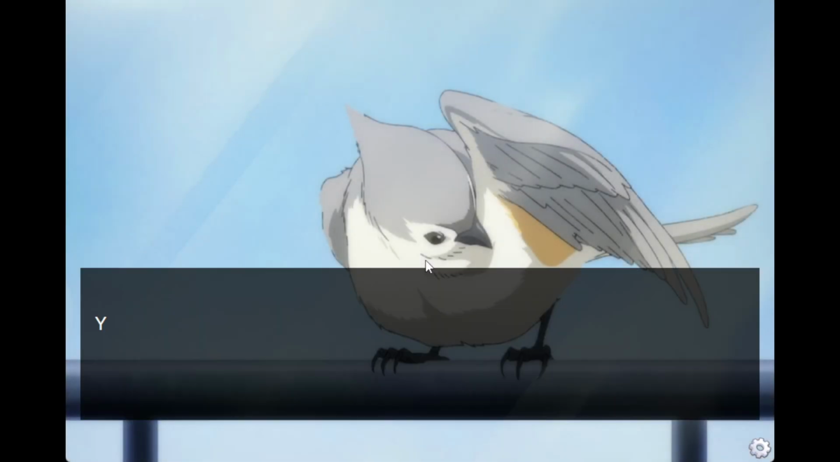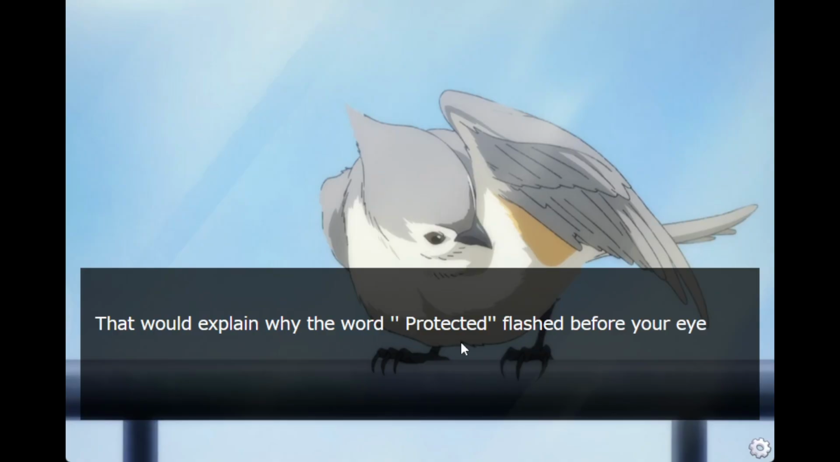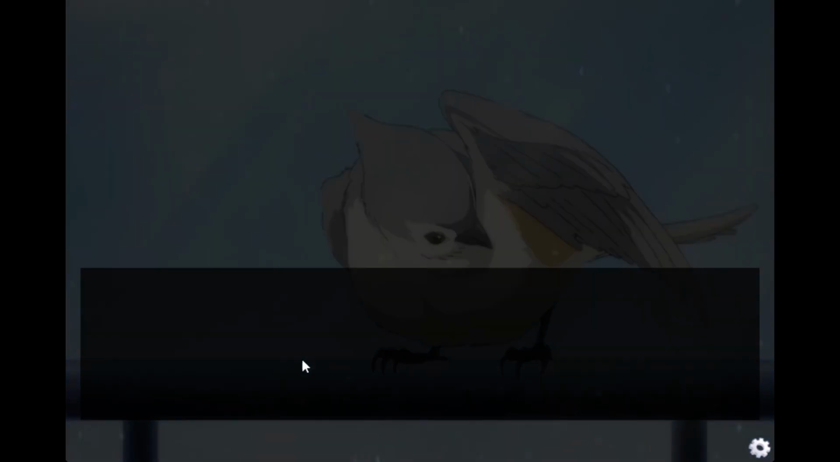Am I alive? Protected! Ooh! You suddenly open your eyes. A female bird standing outside your window greets you. It seems you survived the night. Most likely thanks to the intervention of the person with the guardian angel role. That would explain why the word protected flashed before your eyes just now.